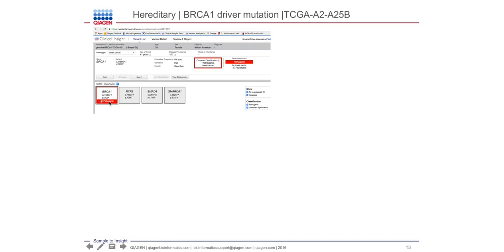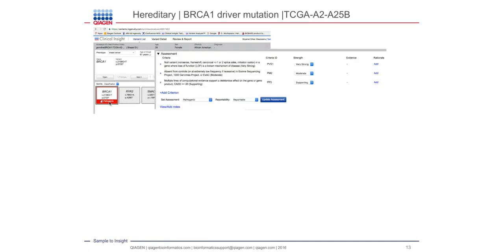And if we dive into the information, we can access now the computed classification detail. And in case of inherited cases, what is recommended in the guideline is using the ACMG guideline. And this is what QIAGEN Clinical Insight does. So QIAGEN Clinical Insight looks at the information in the knowledge base, and we have computed all the different guidelines in the ACMG guide, and that's what you can see here.